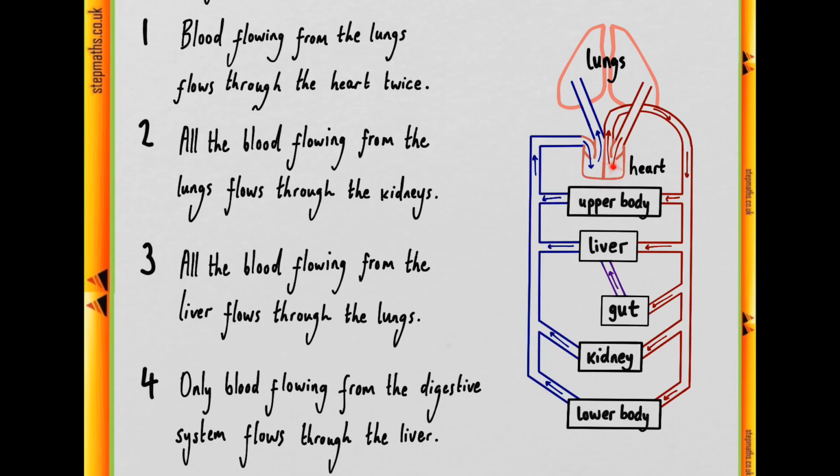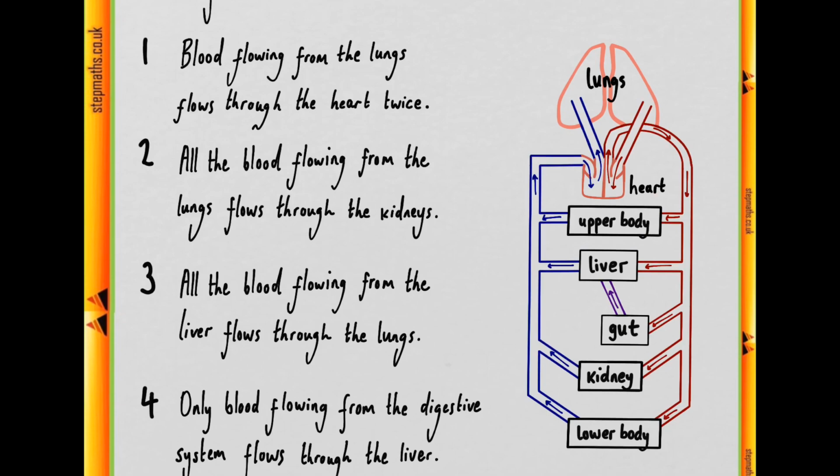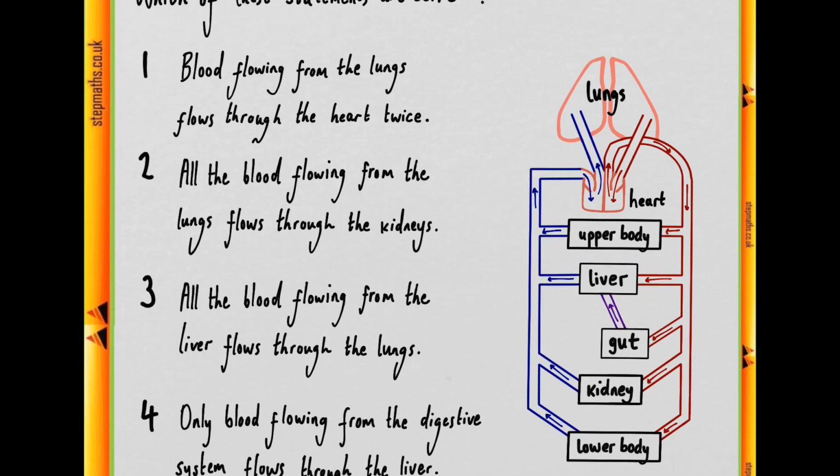by which it can return via the pulmonary vein into the left side of the heart, from which it can be pumped via the aorta, the main blood vessel, to the rest of the body. Okay, and so the cycle can continue with venous blood eventually draining back into the right-hand side of the heart. So that's the double circulatory system. Let's have a look at our questions. Firstly, our answers rather. Blood flowing from the lungs flows through the heart twice.